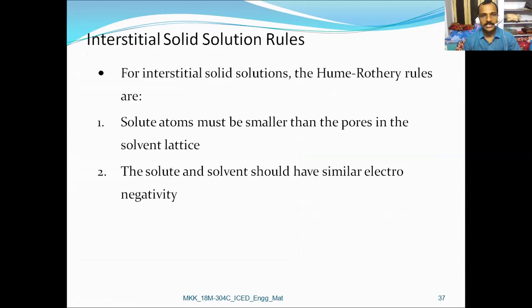Whereas for interstitial solid solutions, the Hume-Rothery rules are: the solute atoms must be smaller than the pores in the solvent lattice, and the solute and solvent should have similar electronegativity.